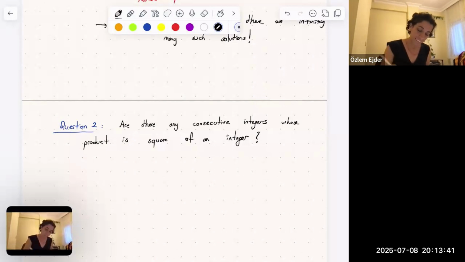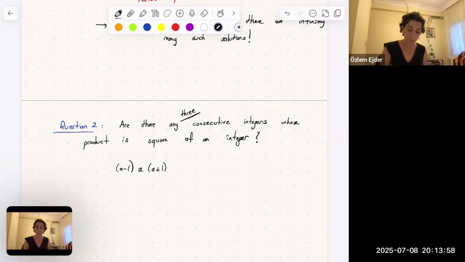So here we're looking at three consecutive integers. I have an integer a, and then another one afterwards, and another one before that: a minus 1, a, and a plus 1, and I multiply them.